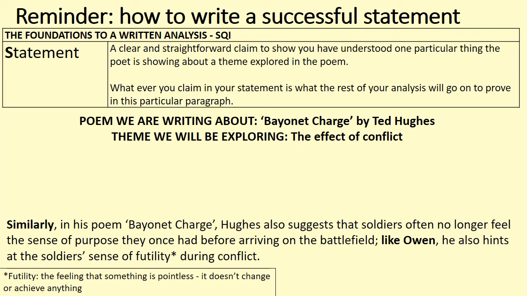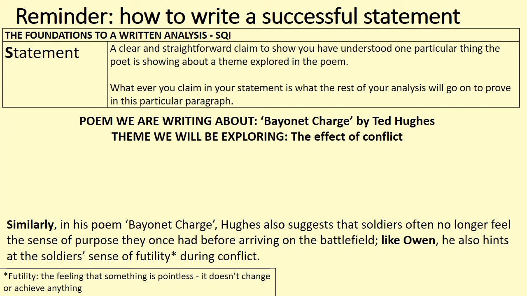So this first bit's relatively familiar. It's relatively the same as when we wrote about Exposure. We're going to write a statement about Bayonet Charge this time, and it's still going to be about the effect of conflict. The only difference is that we're going to make a slight nod, if you like, to Exposure. We're going to say that either the idea, the claim that we're making in our statement about Bayonet Charge is similar to the one we've made about Exposure, or it's different. So in my case, I've made a similar claim.